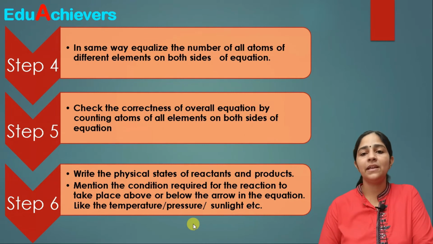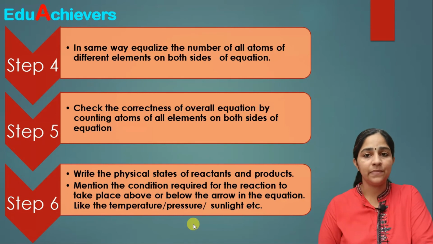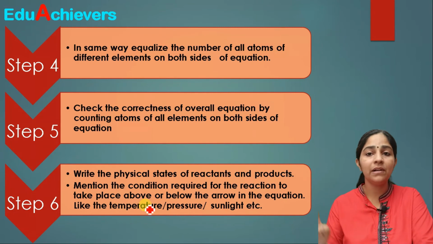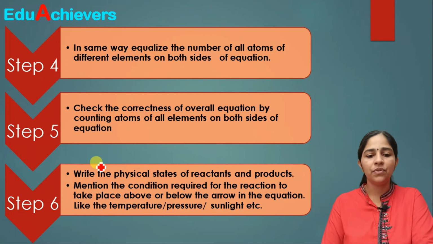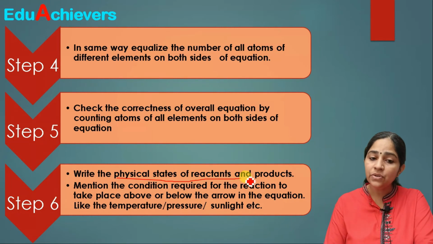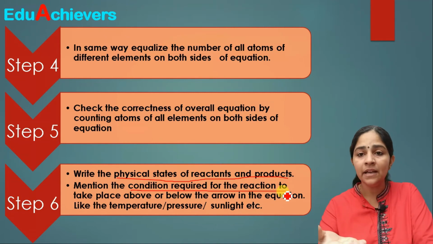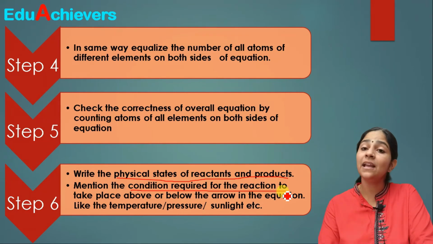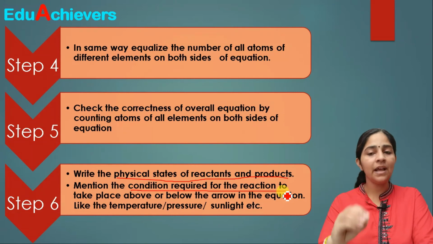And lastly, we have to take care that we mention the physical states of reactants and products as well. How? Like we have mentioned magnesium as a solid, oxygen as a gas, so we need to mention the same here. And one more thing: not just the physical state of a reactant and product, we need to mention the condition required for that reaction to take place also. Like it can involve heating, the use of electric current, a change in pressure, a change in temperature. So all those conditions have to be mentioned.